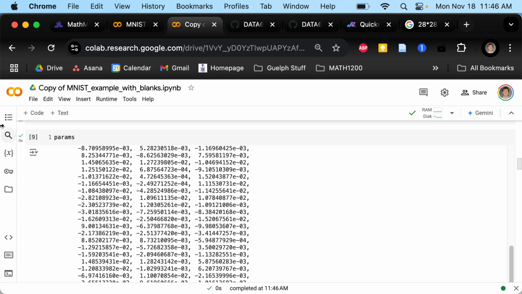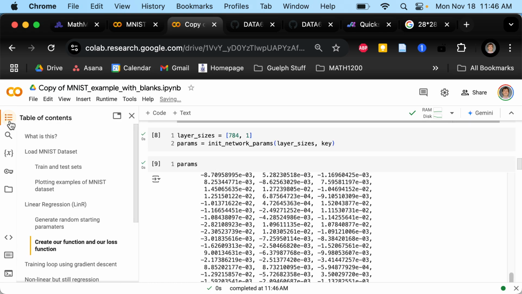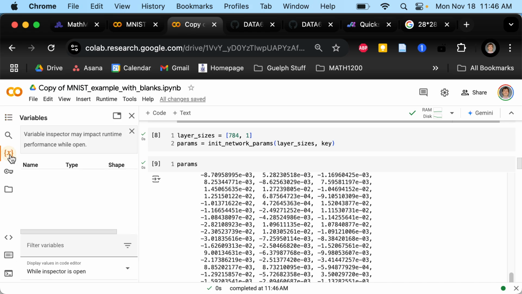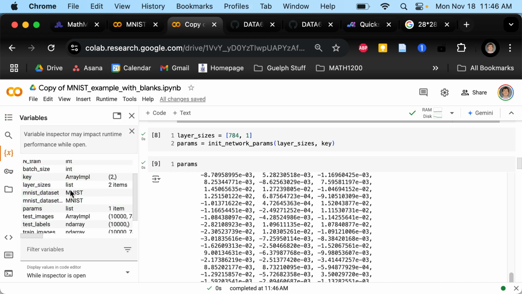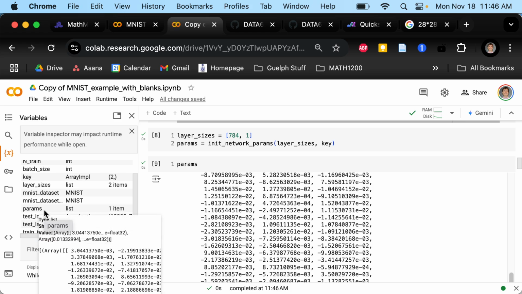It's a little bit hard to see what they are. It's a little bit easier sometimes to look at the code explorer. So if you go to this thing on here, this is the variable explorer. And if you go to params, it tells me what is in params. And params is a list of numbers. Why is it a list of numbers? Because we're going to have parameters for each layer of the network. So we have these layer sizes 784, 1. So we actually have layers and parameters as a list with the parameters for each layer.